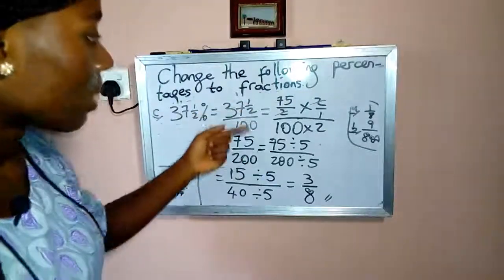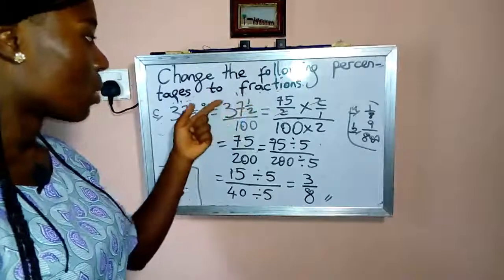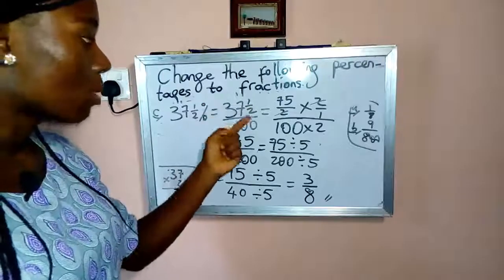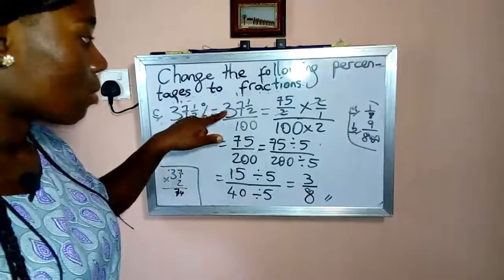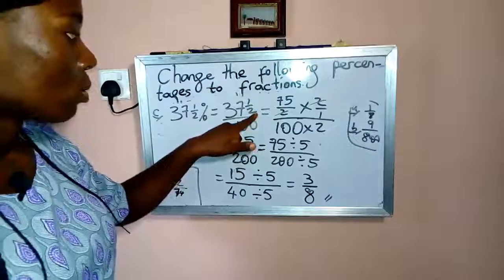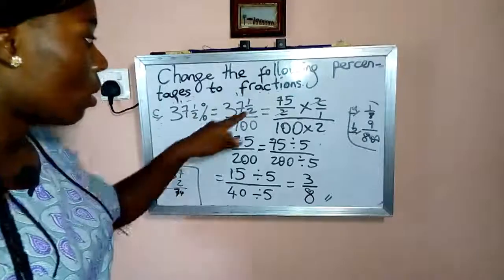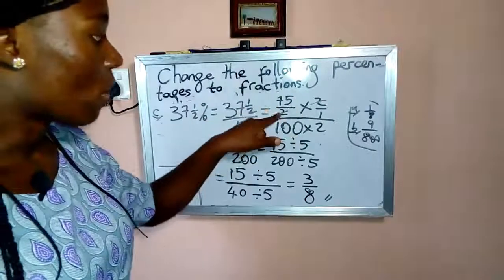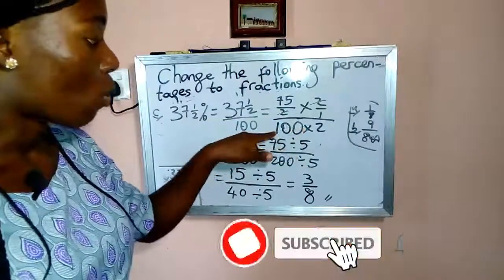Now we cannot solve like this. What we should do is change this to an improper fraction. That's our numerator I'm talking about. So how do you do this? You say 2 times 37 plus 1. 2 times 37, like we saw here, gives us 74. Adding this one gives us what? 75 all over 2. 75 over 2 over 100.